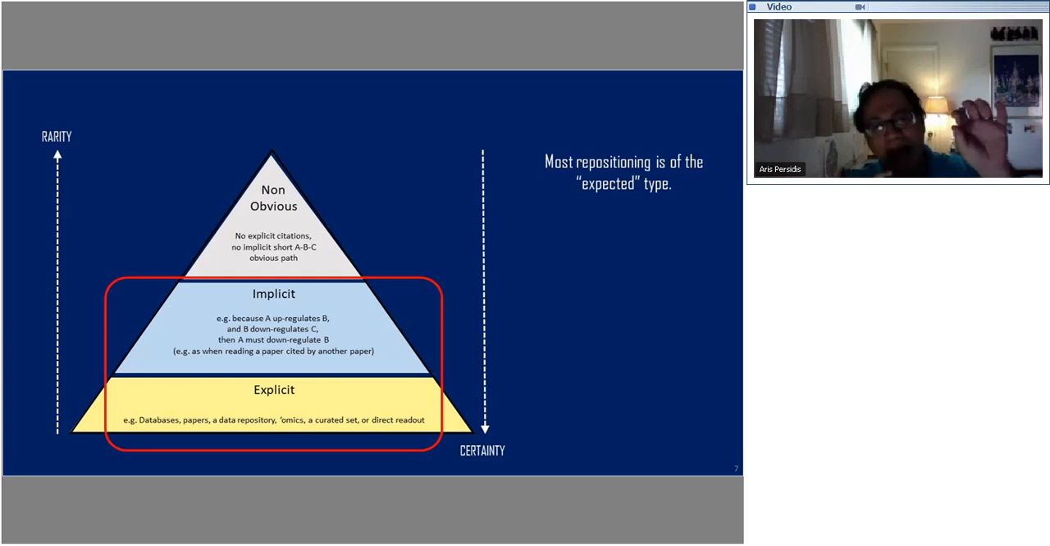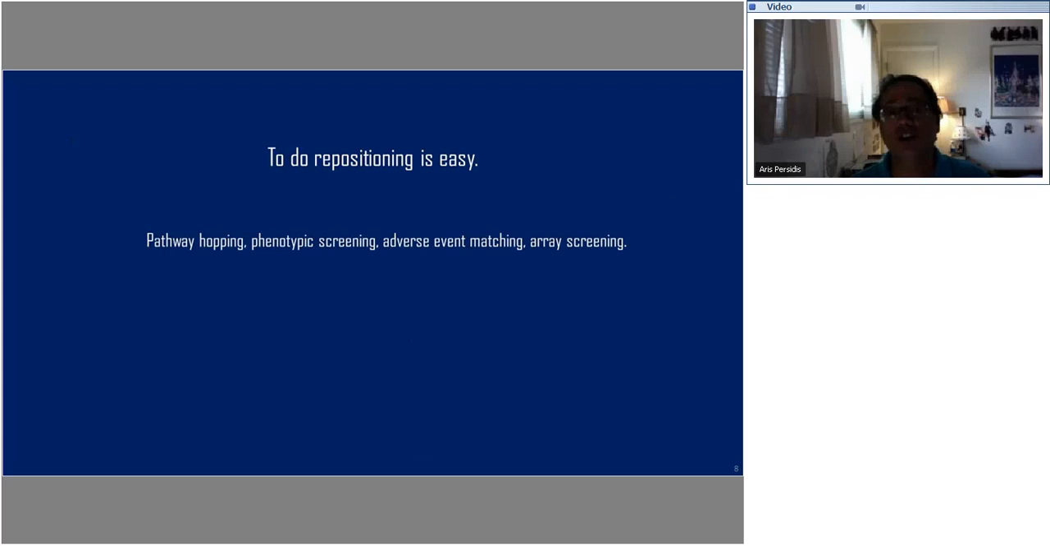So if A upregulates B and B downregulates C, then A must downregulate C. There's a typo there in my slide because of that implicit inferred relationship. And then there is the third order, which are the truly non-obvious ones. You have to integrate a large amount of information, sometimes conflicting, and resolve those conflicts in order to establish something that is non-obvious but probable or likely. But most repositionings are of the first two types, explicit or implicit, because it is much easier to do. Let's see some examples. To do repositioning is easy.